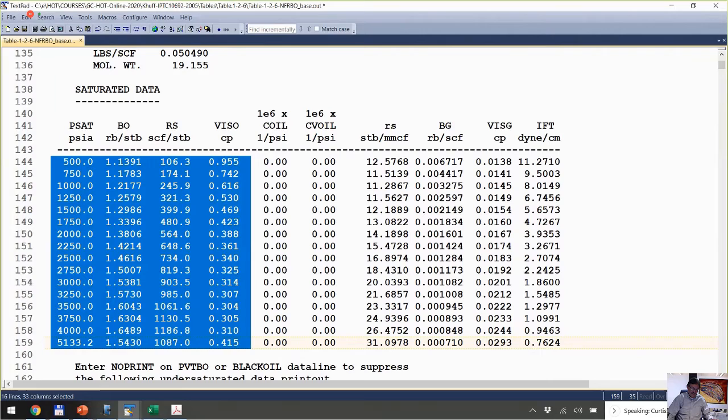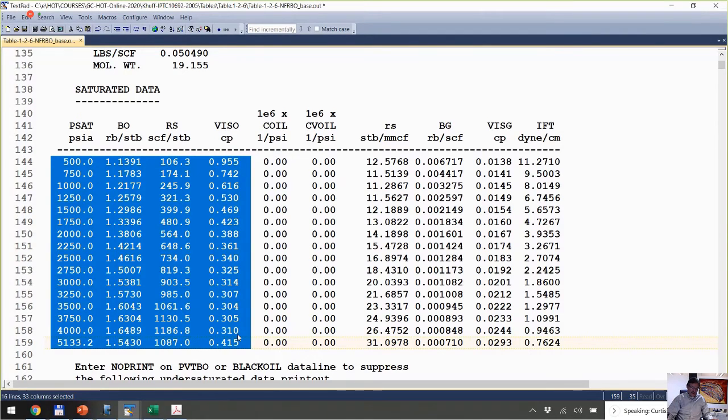Okay, and so the initial oil, which is in this case the incipient oil from the dew point calculation, has this BO at 5100 of 1.54, a solution GOR of 1087, and a viscosity of 0.415. When you lower the pressure, normally you would expect the saturated BO to decrease, the RS to decrease, and the oil viscosity to increase, right? Because gas is coming out of solution.